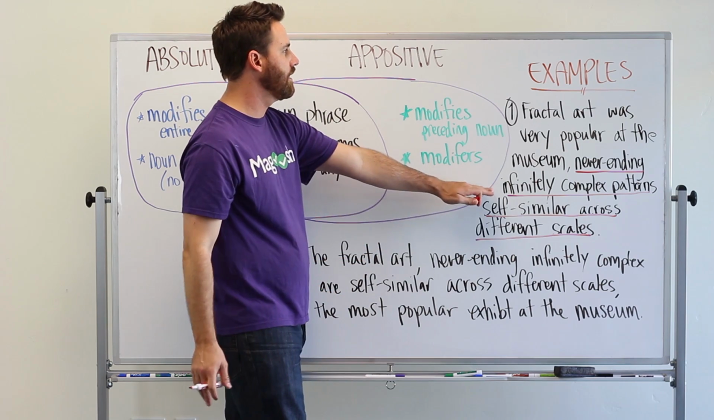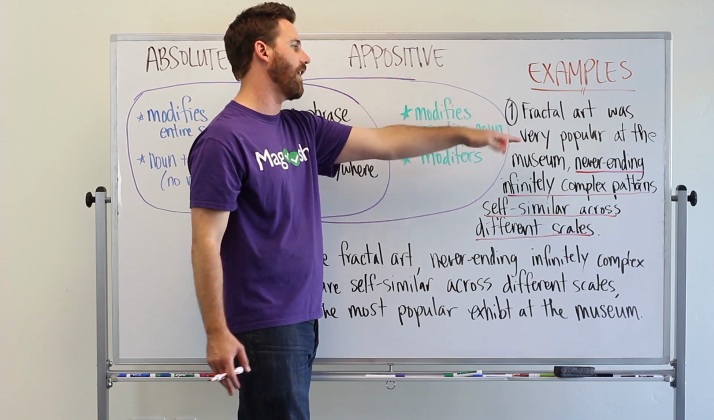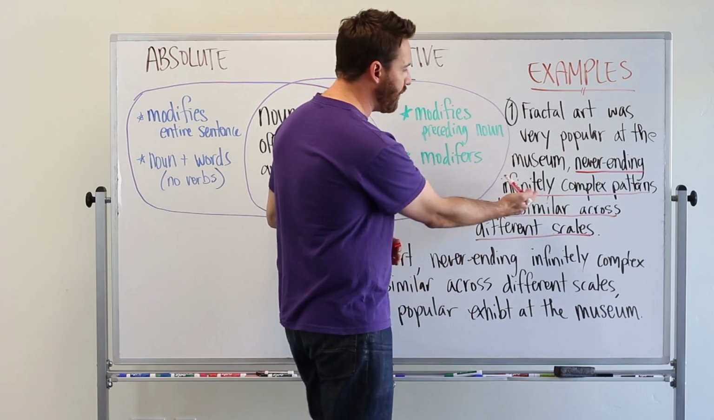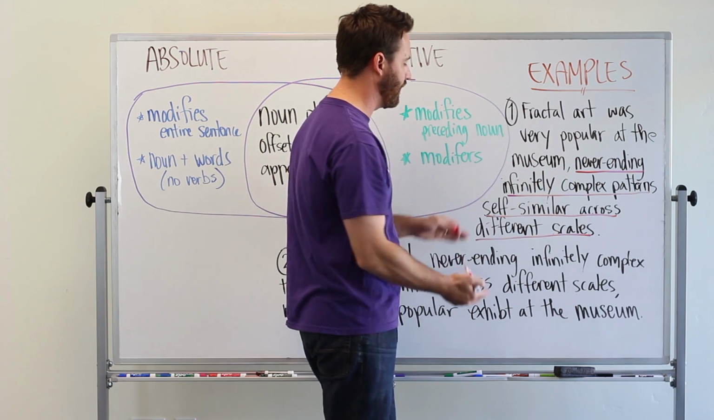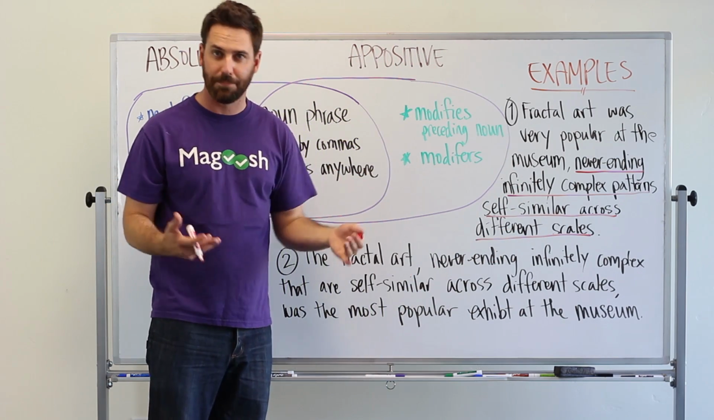So it's adding more information to this idea about fractal art being very popular. So this is an absolute phrase. It's describing the whole sentence, not just the preceding noun. Never-ending, infinitely complex patterns, self-similar across different scales, tell us about fractal art and why it was popular.